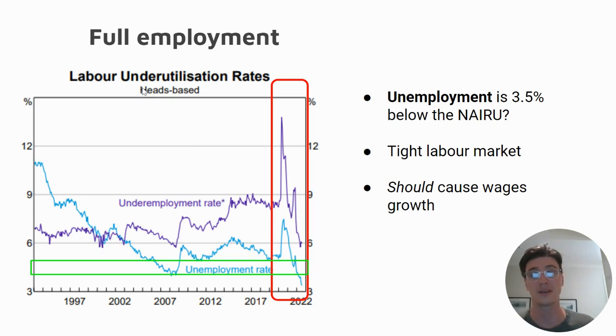Finally, the full employment goal. Remember, NAIRU is supposed to be 4 to 4.5%. That's what the textbooks say, this little green box here. And we're well below that. Now, again, you don't want to say that's bad. Like, having people in jobs and working is a good thing.